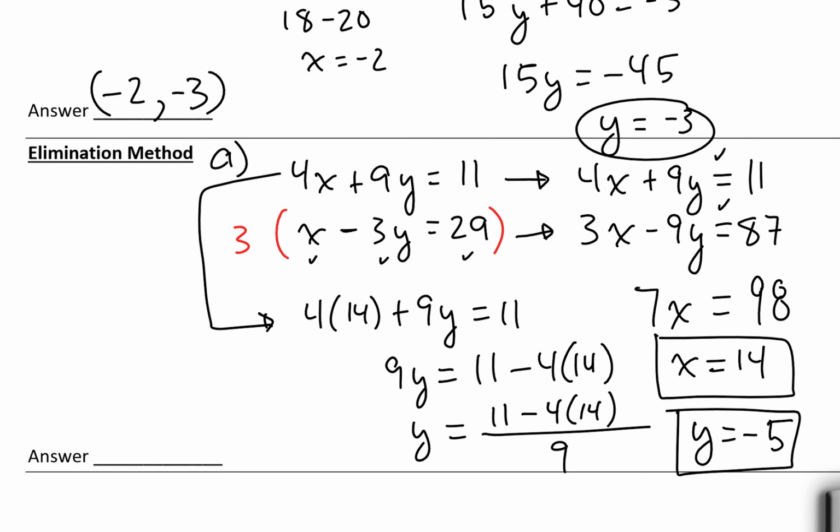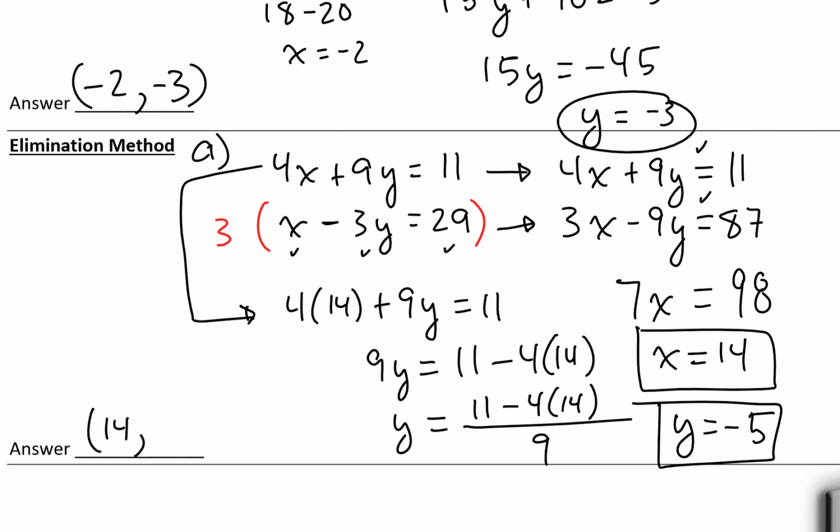So again, same thing. I highly recommend you take both of these values. Be suspicious, I mean, you know, I make mistakes. So x is 14, y is negative 5. If those values satisfy the original two equations, then it is the solution.